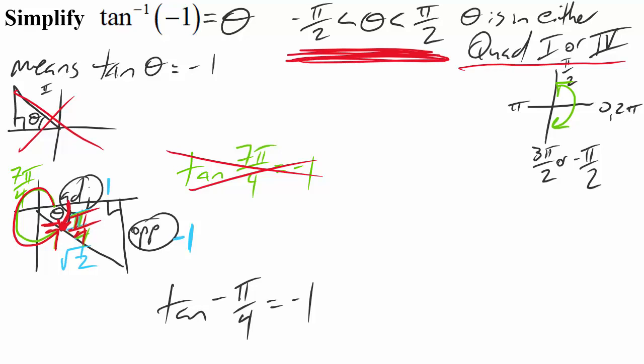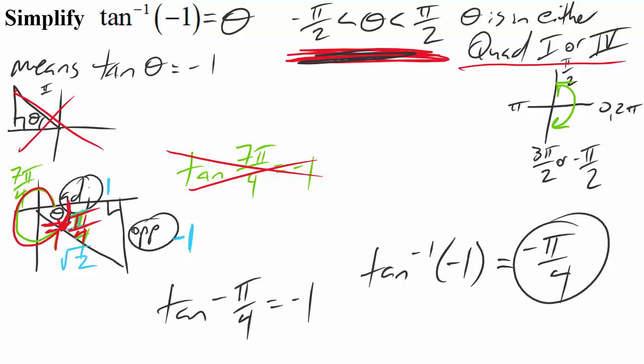Negative pi over 4 does fall within our interval of negative pi over 2 to pi over 2, so that is our answer for theta. For tangent inverse of negative 1, that's going to give us our angle of negative pi over 4.